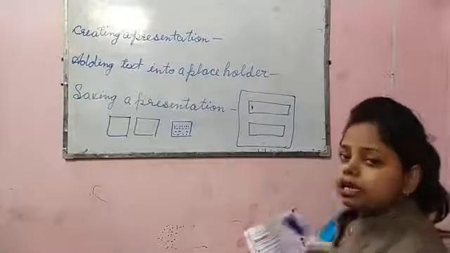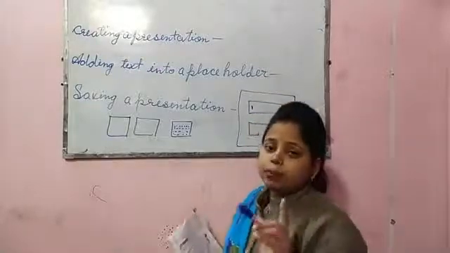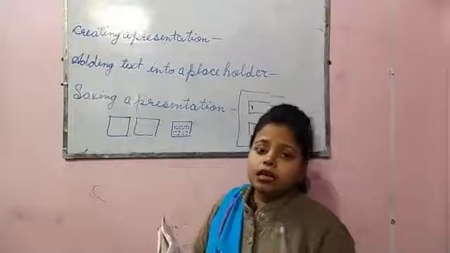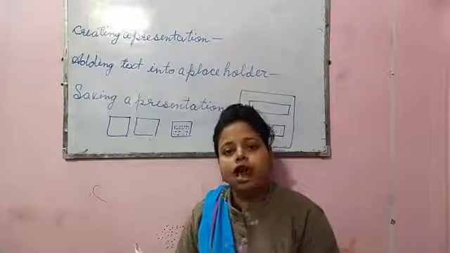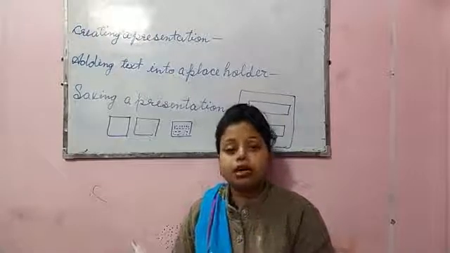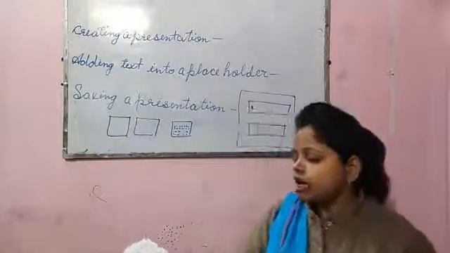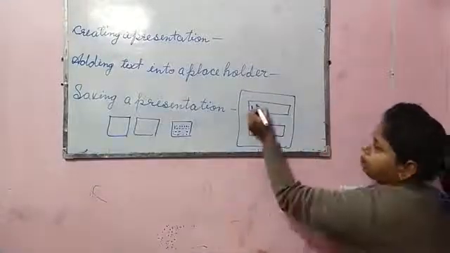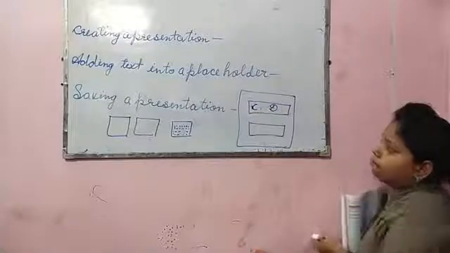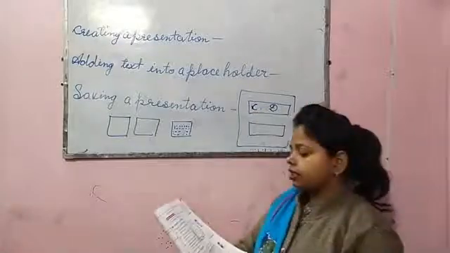What is the cursor? The cursor is the blinking line. And what is the use of the cursor? To show where you are going to start typing. That is the cursor. Then you will write down computer department. What will you type? You will type computer department.